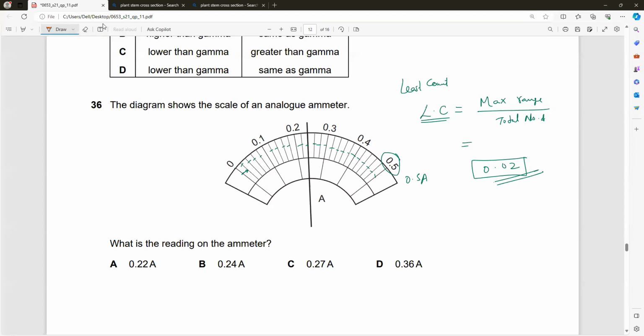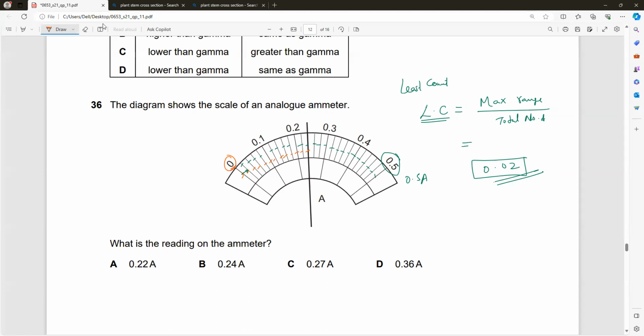Now, count it everybody. 1, 2, 3, 4, 5, 6, 7, 8, 9, 10, 11, 12, 13. So 13 divisions are there. So what is the answer? 0.02 into 13. 13, actually, sorry, it is 12 only. So into 12, how much will it come exactly?